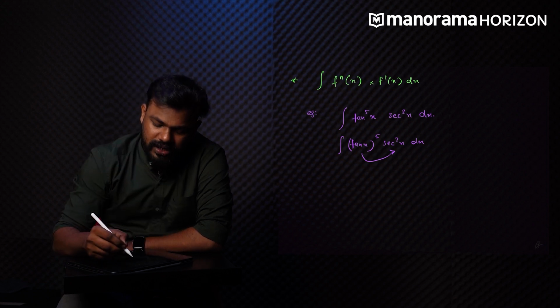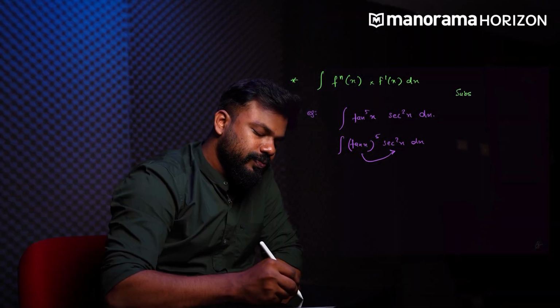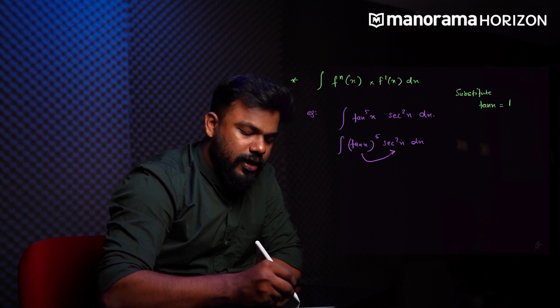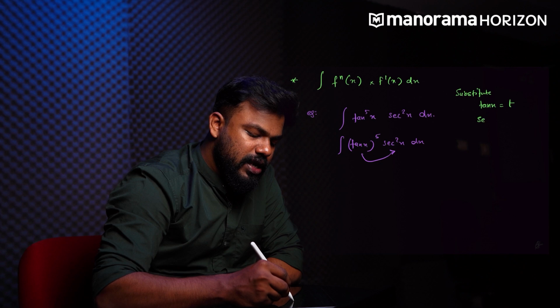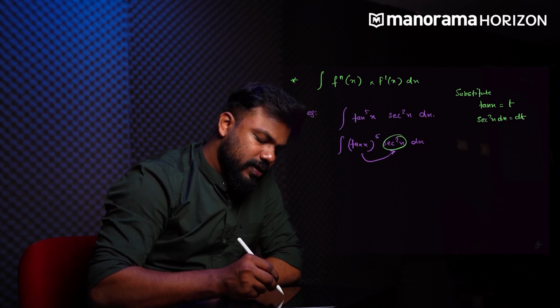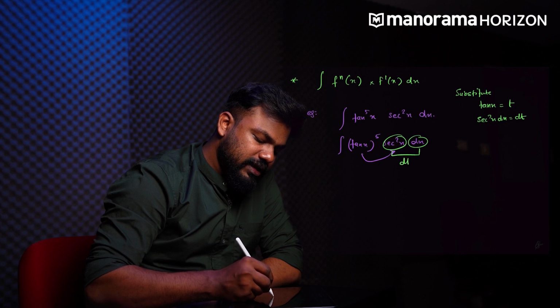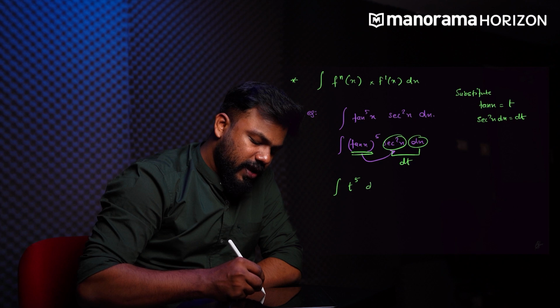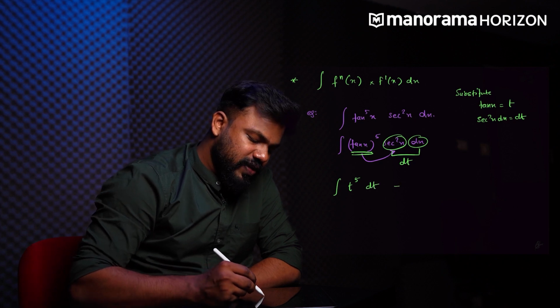So what I have to substitute here? Substitute tan x is equal to t. So if I substitute tan x is equal to t, sec square x dx is equal to dt, right? So this sec square x dx can be now written as dt, and this tan x the whole raised to 5 will become t raised to 5 dt. And what is t raised to 5 dt integral? It will be t raised to 6 by 6.